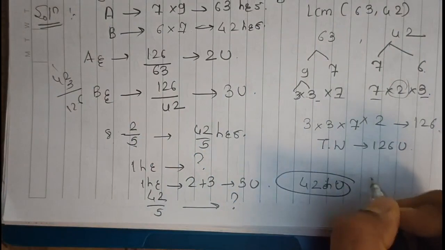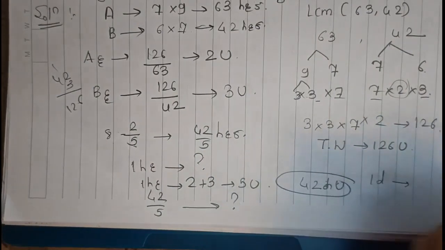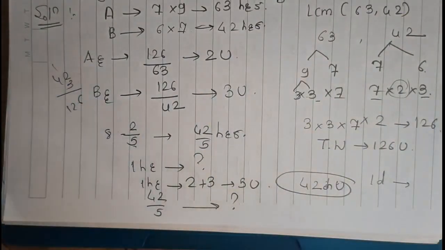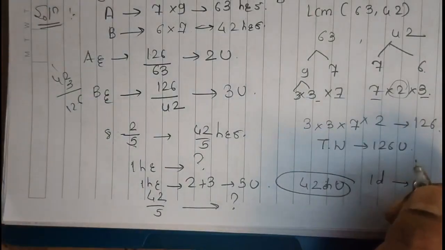Now, if in one day... now we need days, right? And this 42 by 5 hours is for one day, right? So now similarly, if they are working for how many days, and for these hours how many days will be required for them to complete this work.